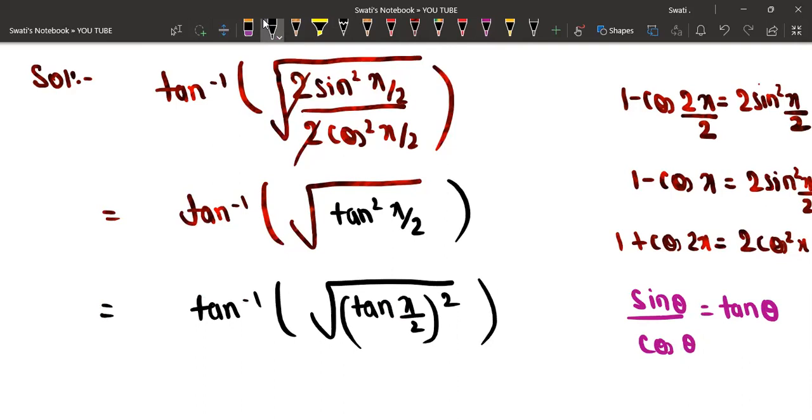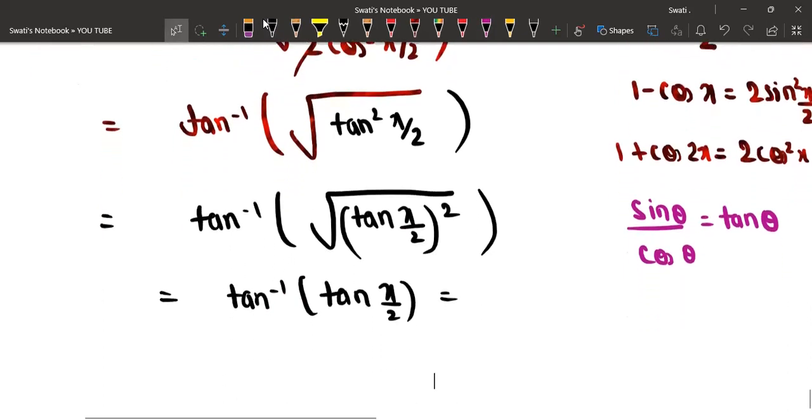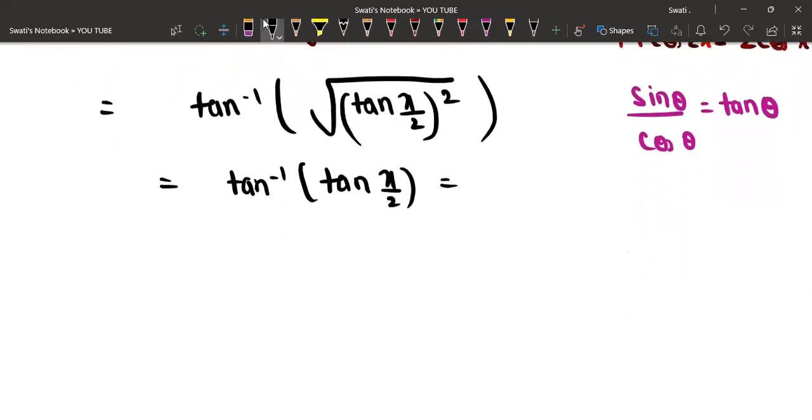Clearly here the square and root will get cancelled. So I'm getting tan inverse tan x by 2. Now there is a formula that I have already covered, and that is tan inverse tan theta is theta. So using that formula, it will simply become x by 2, and that's the simplified form.